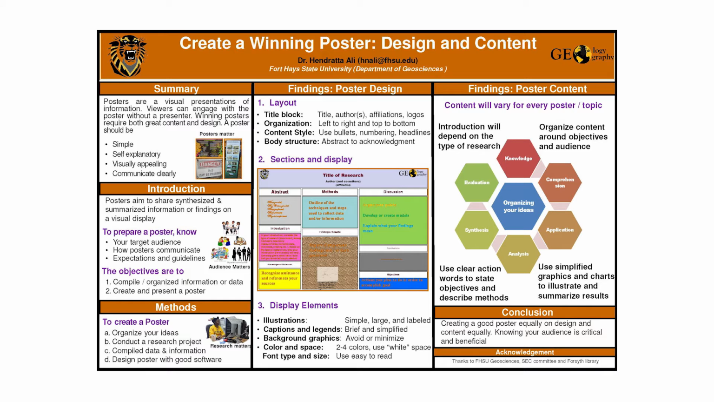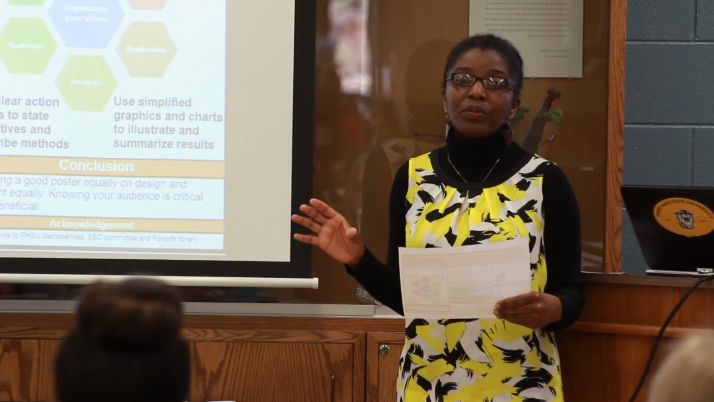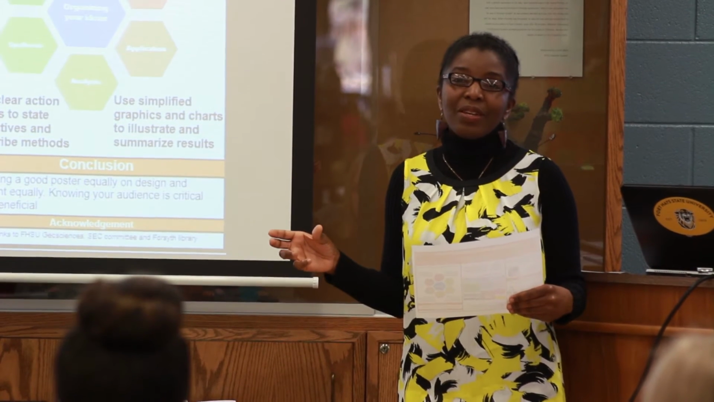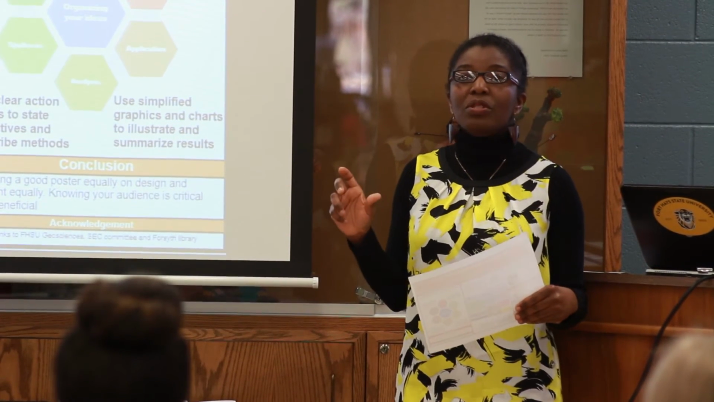Then color and space. You want to use 2 to 4 colors. Don't go too much on the coloring. Now if you are dealing with kids in kindergarten, maybe that would be an exception. But for the most part, you want to keep it simple. You can't go wrong with simple. You might tumble if you do complex.